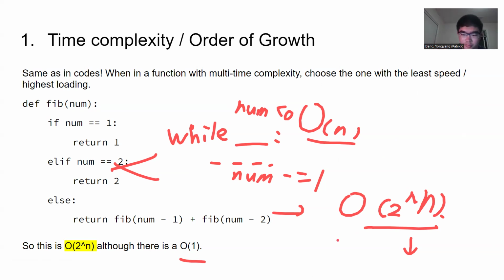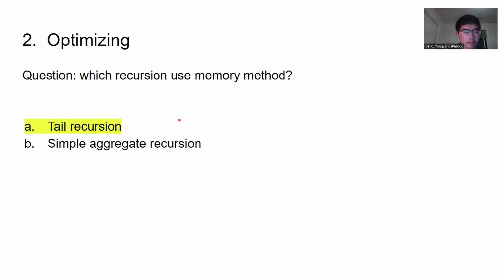So next one, optimization. Which recursion uses less memory? I say tail recursion, because when I say memory, it means you have to use some auxiliary variables. You have to use some new variables to store the result.